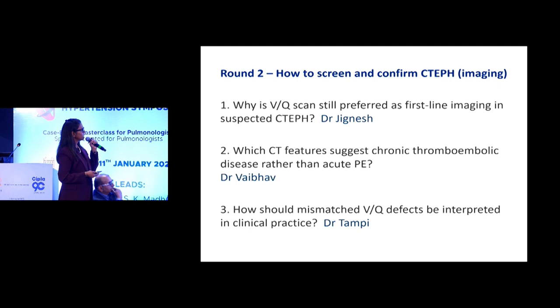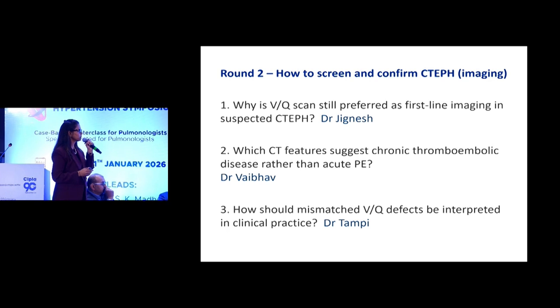Is a perfusion scan alone a reliable tool, or do we need a ventilation perfusion scan? What do you think? Yeah, both. I think we need a VQ scan. We require the mismatch between the ventilation and perfusion. The key is basically to look for the mismatch and not just the low perfusion.